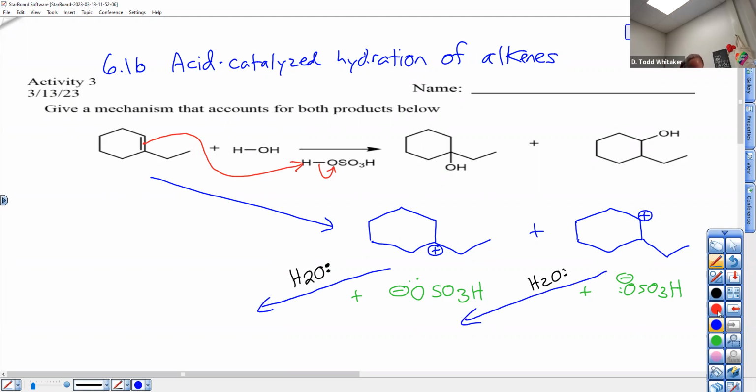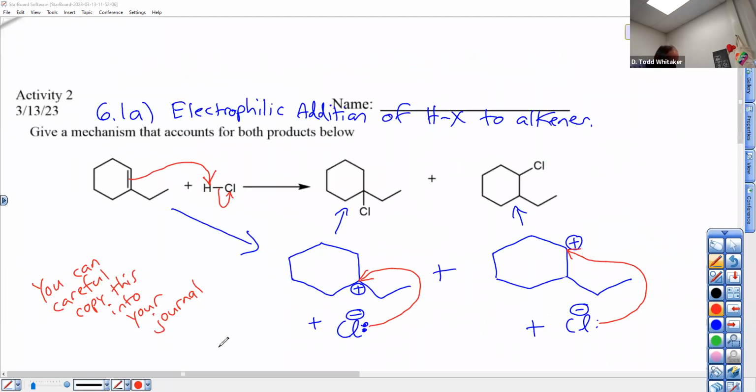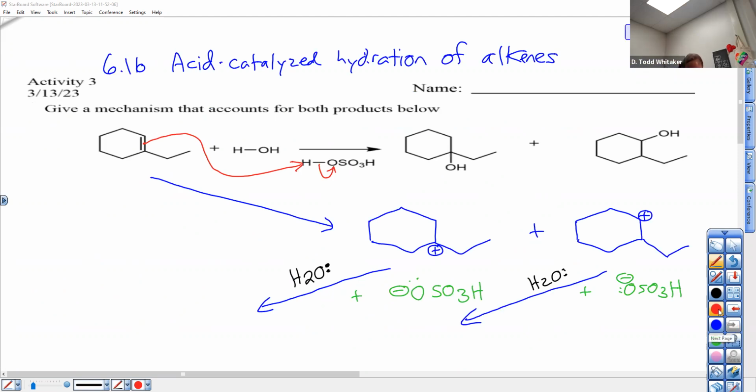Lone pair goes to where? Where'd the lone pair go on this one? To the carbon that had the plus charge. You can say it that way. To the carbon that has the plus charge. Don't go to the plus charge. No, no, no. Arrow from lone pair to the carbon that has a plus charge. To the carbon that has a plus charge.